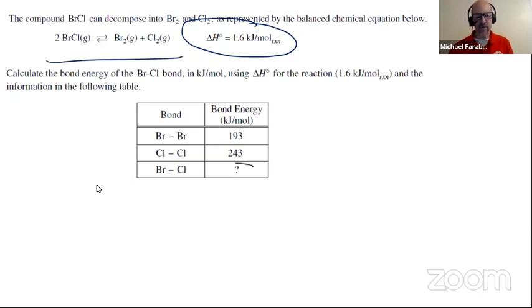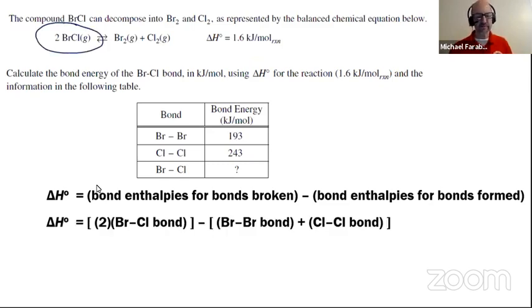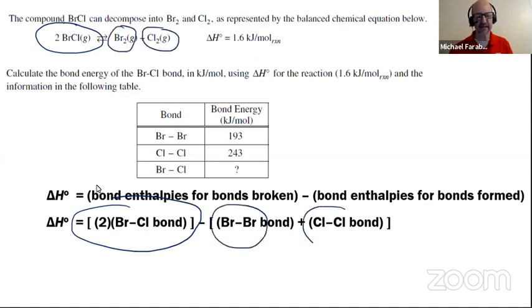What we don't know is the bond energy or bond enthalpy for the bromine-chlorine bond. So we're going to still use the same equation, but just plug in everything we know and solve for what we don't know. On the left side of the equation, there are 2 BrCl molecules, so we're going to be breaking 2 BrCl bonds. And on the right side of the equation, we have a Br2 and a Cl2. So we're going to be forming a Br-Br bond and a Cl-Cl bond.